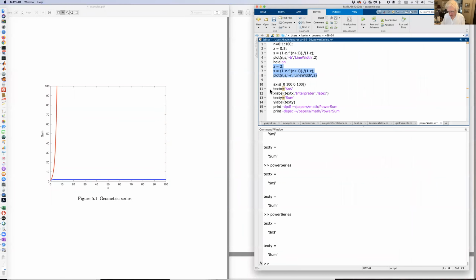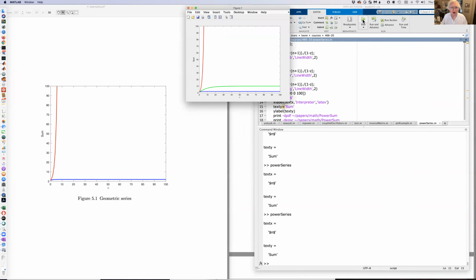So I'm grabbing all of that, copying it here, and I'm going to set this equal to 0.9, say, and we'll make it, say, green. And let's just see if this works. Doing things this fast, one can screw up. All right, there's the graph. You see, it also converges, but to a larger number, namely something like, it looks like 10.